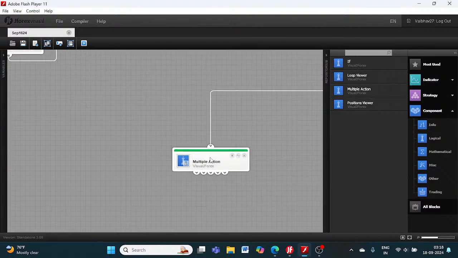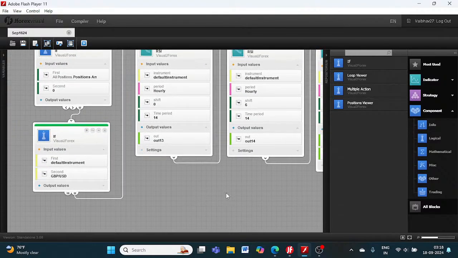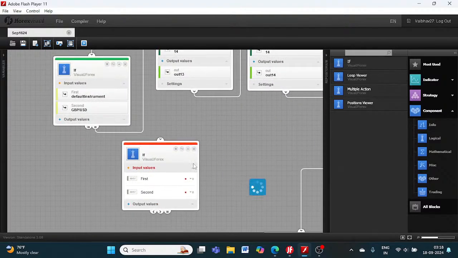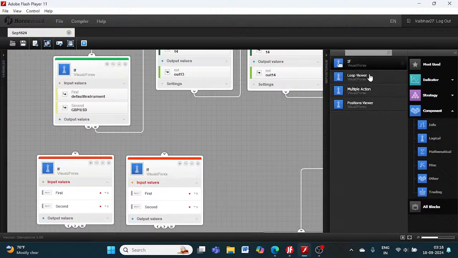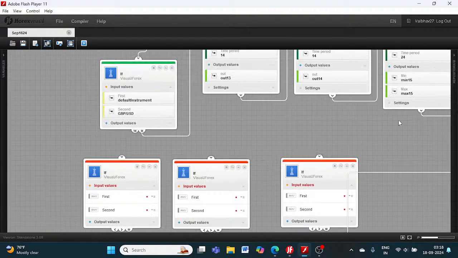Alright, here it comes. I'm now going to start adding the conditions for the execution of the trade. We are going to need a couple of these. Even I am not sure how many of these we are going to need. We will add it as we go along.